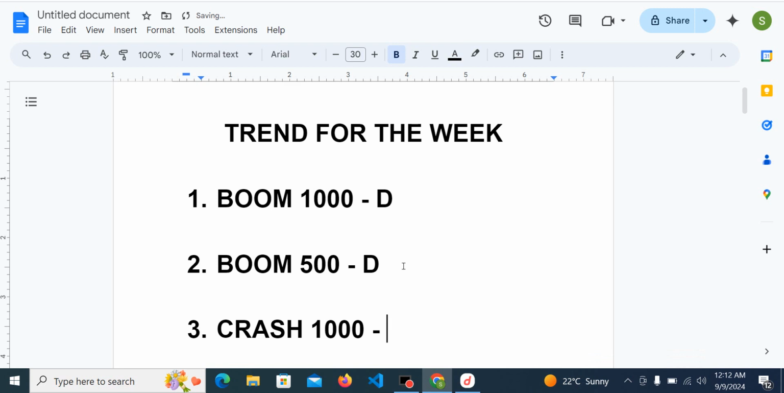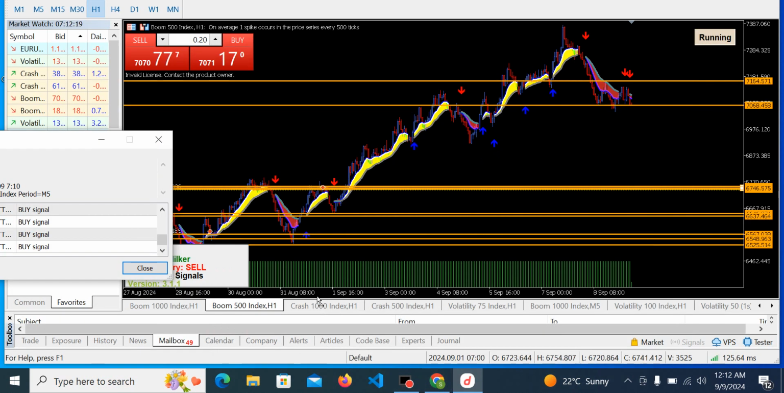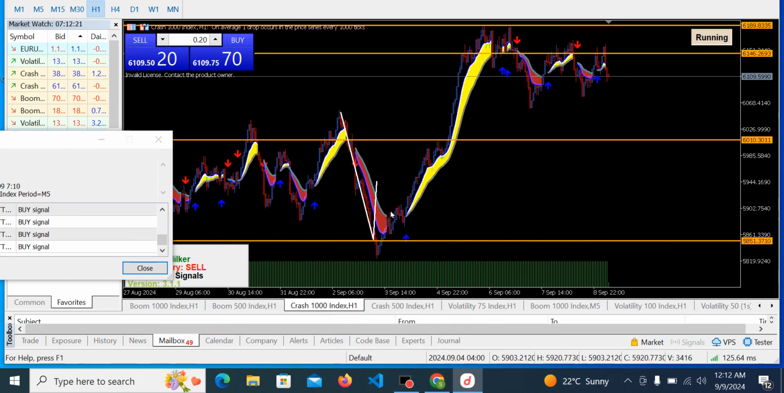Okay, next asset will be Crash 1000. Let's check it out together. This is Crash 1000. It started an uptrend right from here, and remember when I did this analysis, I told you that it's going to go back up, and you can see it really went back up and got to this region. Right from here it started a downtrend, got to this region, went back up again. This is a major pullback, came back down again, still went back up, and it's still trying to make an attempt to see if it will break out from this trend line.